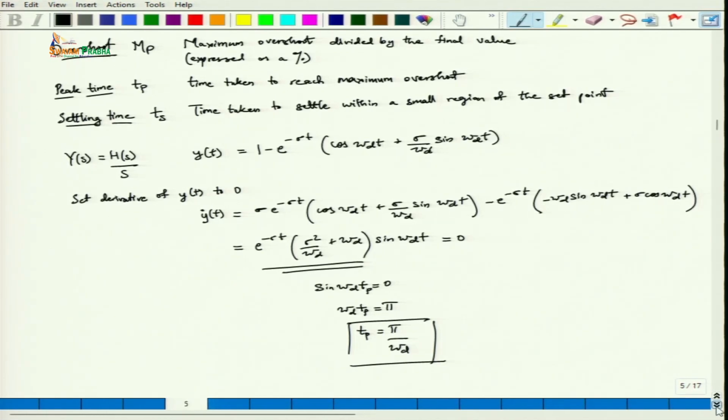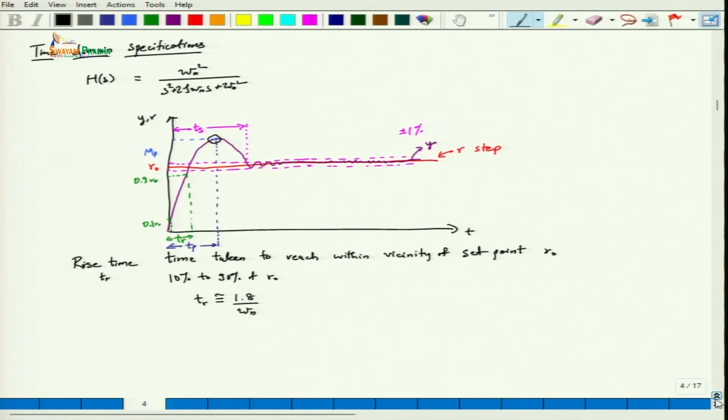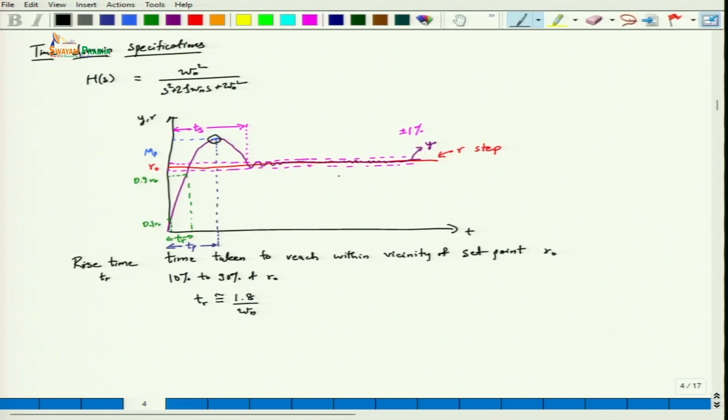Once we have the peak time, we can just substitute the time in y(t) to get the overshoot percentage Mp. So far we have studied rise time, overshoot and peak time. The final time domain specification is the settling time, which, as we discussed earlier, is the time for these transients to decay so that the response remains within a specified percentage of the set point. In this case, we have considered 1%.